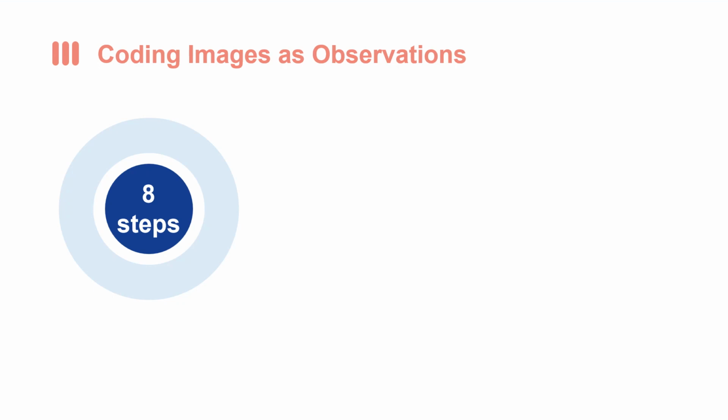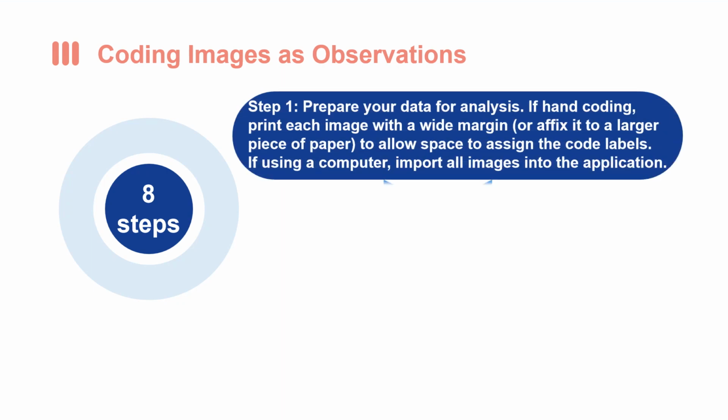Regardless of the technique, the process consists of 8 steps. Step 1. Prepare your data for analysis. If hand coding, print each image with a wide margin to allow space to assign the code labels. If using a computer, import all images into the application.